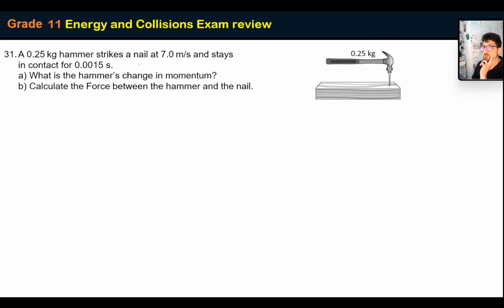In order to calculate the change in momentum, we're going to see what we have. We have the mass, we've got the velocity, and we've got time. So let's go with part A. Change in momentum is going to equal mass times change in velocity, which is equal to 0.25 multiplied by 7, and that's going to give me a nice number. 0.25, what's a quarter of 7? 1.625 maybe?